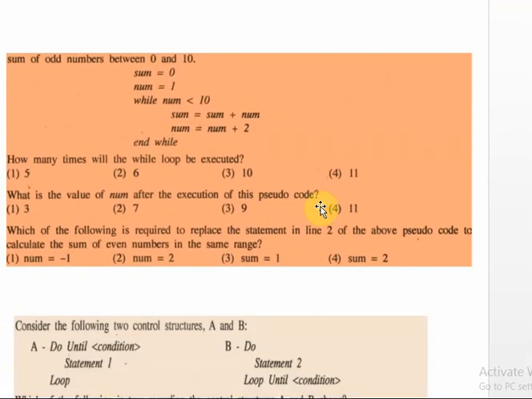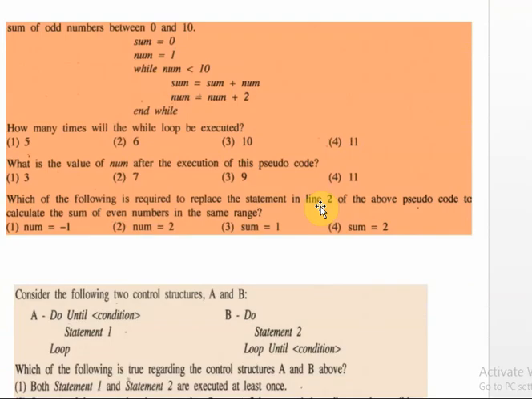Now see this one. Sum of odd numbers between 0 and 10, right? The program is written for the sum of odd numbers between 0 and 10. Now it is very clear, these are the variables. sum is equal to 0, now sum is holding 0, num is equal to 1, num is holding 1. Now the condition: while num less than 10.